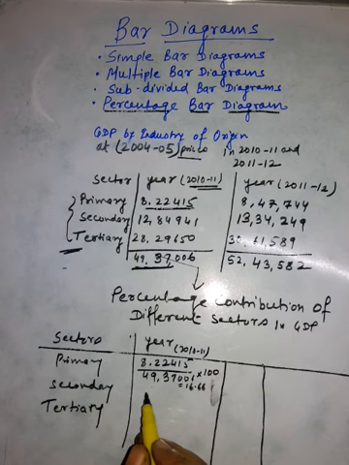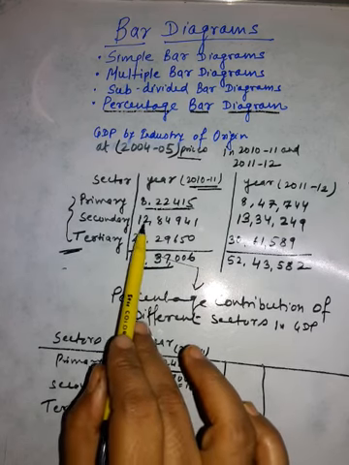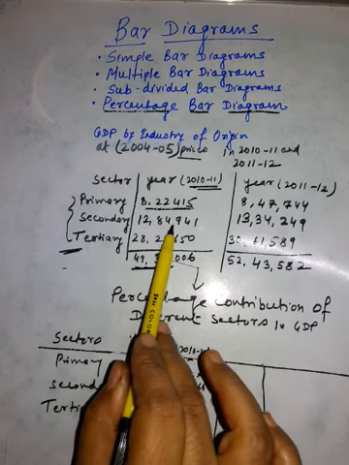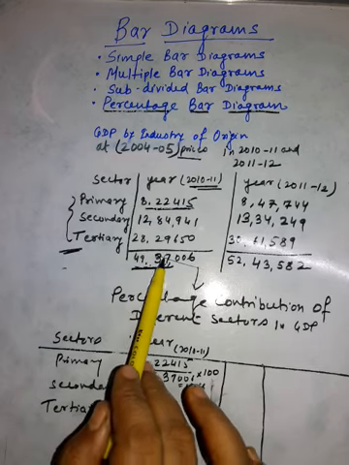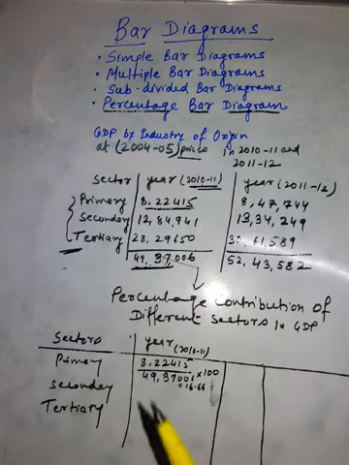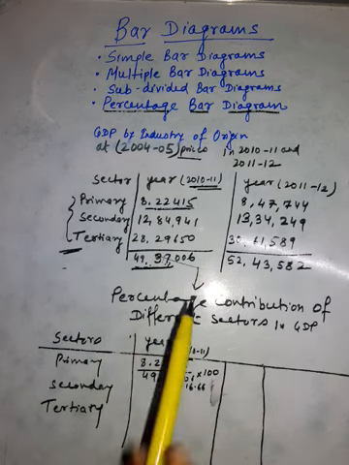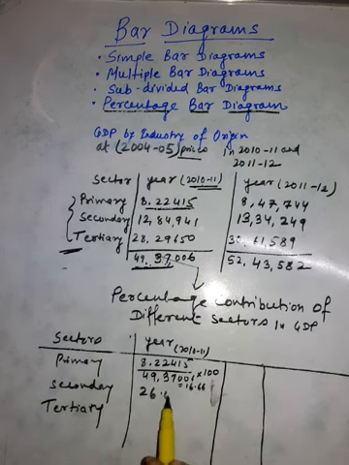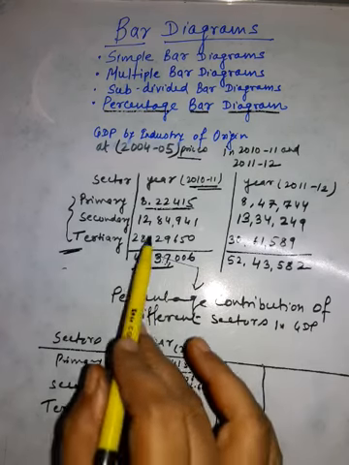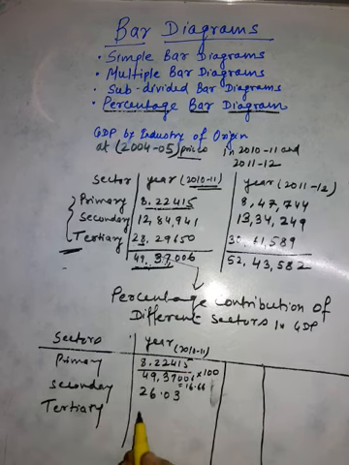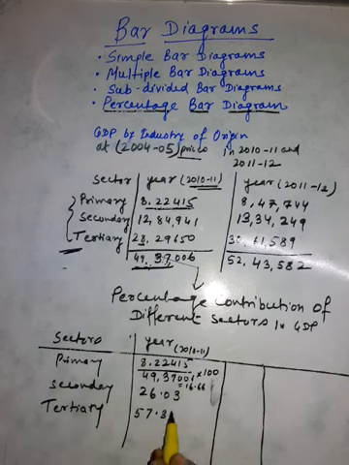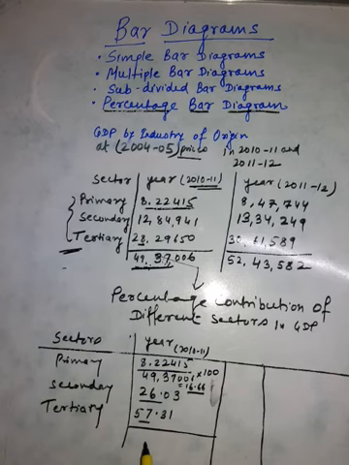Next, again I will divide 12 lakh 84,941 by 49 lakh 37,006, the total production of 2010-11. Then what will come? That will come around 26.03%. Likewise, again for tertiary, this number will be divided by the total and multiplied by 100, and that will come around 57.31. If you add all of these, 16.66, 26.03 and 57.31, you will get 100. The last column should be total.